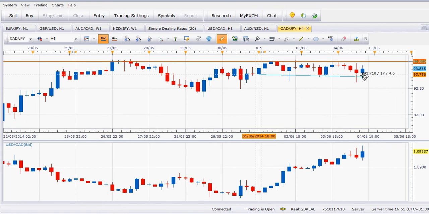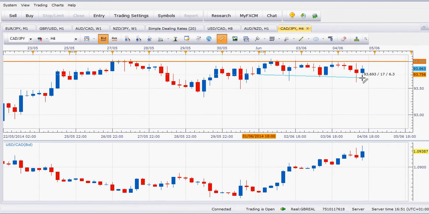So let's go from here now and measure it. What have we done? We moved 30 pips, right? And we've actually pretty much stayed at the same level. Okay, so we haven't really moved much.